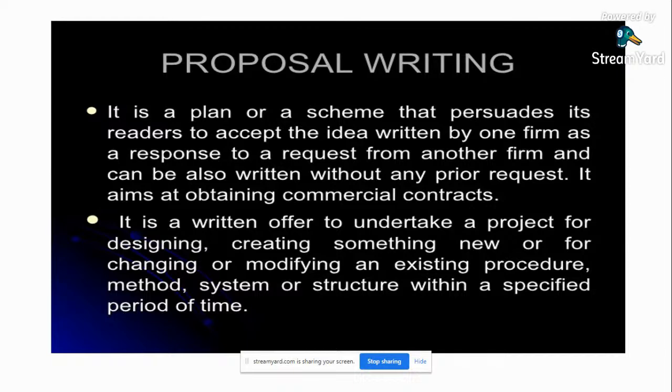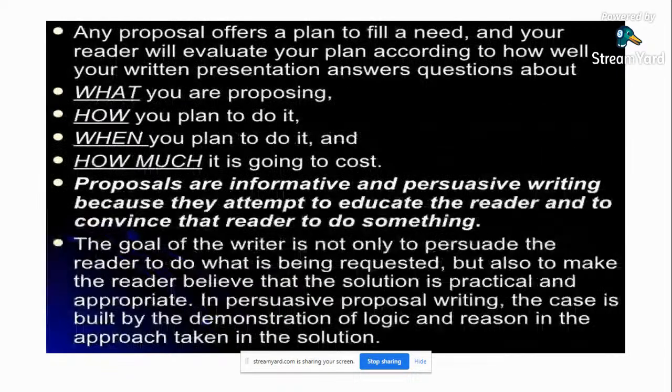These are things that need to be taken care of in any proposal writing. And what are the things that need to be taken care of when writing a proposal? If you are giving your client a proposal, what are you proposing? Try to think about what you are proposing and how you plan. These things need to definitely be there, and how much it is going to cost, because the cost is the major thing they will be looking at, and what time span it will be completed in, and when you plan to do it. These are things that need to be taken care of.